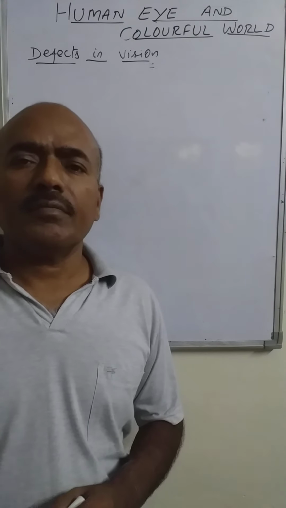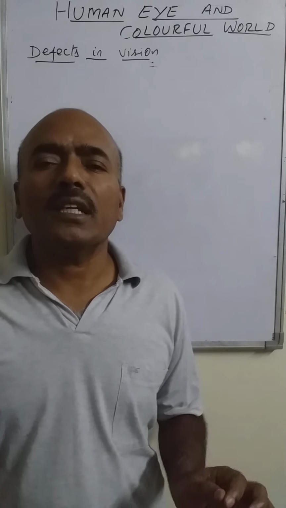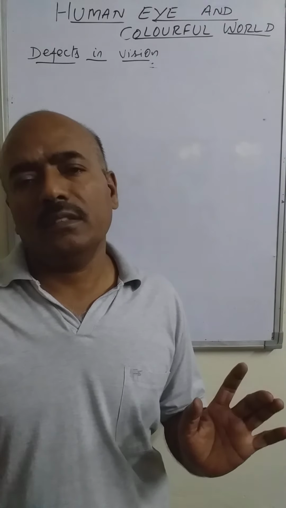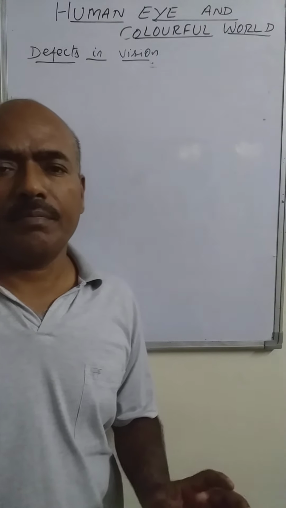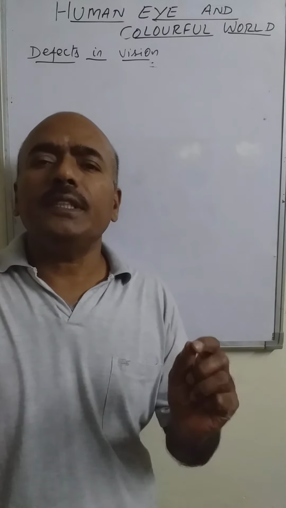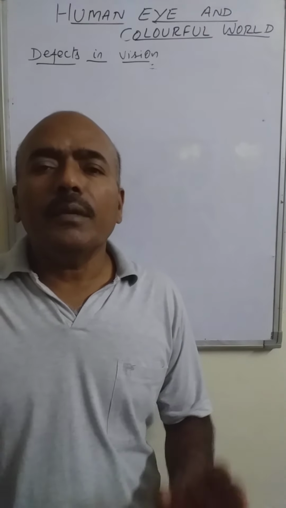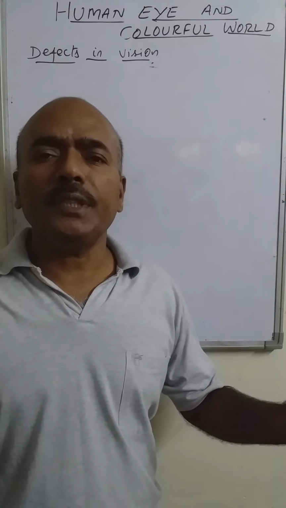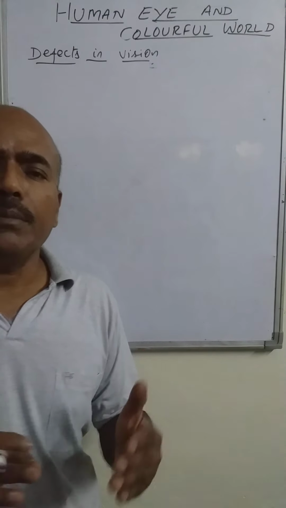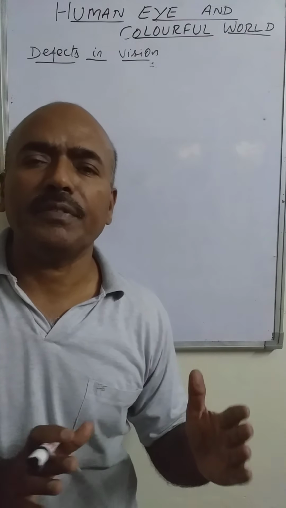The eye lens, as I already told, is made up of transparent crystalline tissues, very soft tissue. It is in the form of a convex lens. By birth, the nature of this convex lens is very perfect. It is able to see the longest distant object and also the nearest distant object. It is also able to see the infinite distant object. It is also able to see the object at 25 centimeters.